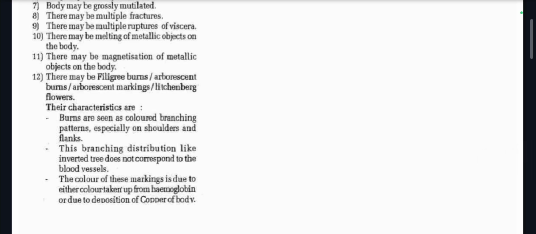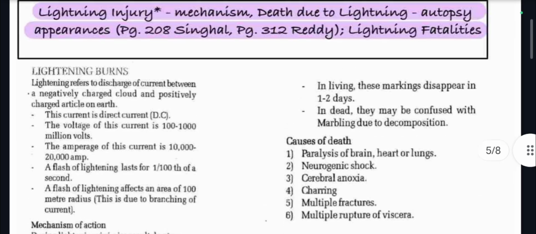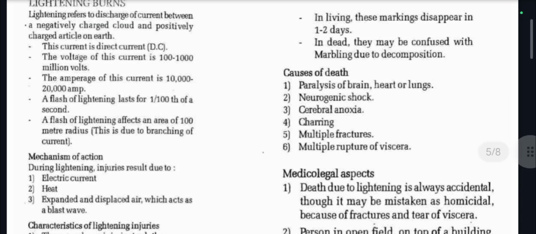The color of these markings is due to either color taken up from hemoglobin or due to deposition of copper in the body. So what they're trying to say is, you're going to find some branching pattern on shoulders and flanks, and this pattern is not because of the blood vessels. It is because of either color taken up from hemoglobin or due to deposition of copper of the body. In the living, these markings disappear in 1 to 2 days, but in the dead, they may be confused with marbling due to decomposition. We all know what marbling is. If you people don't know, search what marbling is. So in the dead, they may be confused with marbling due to decomposition.